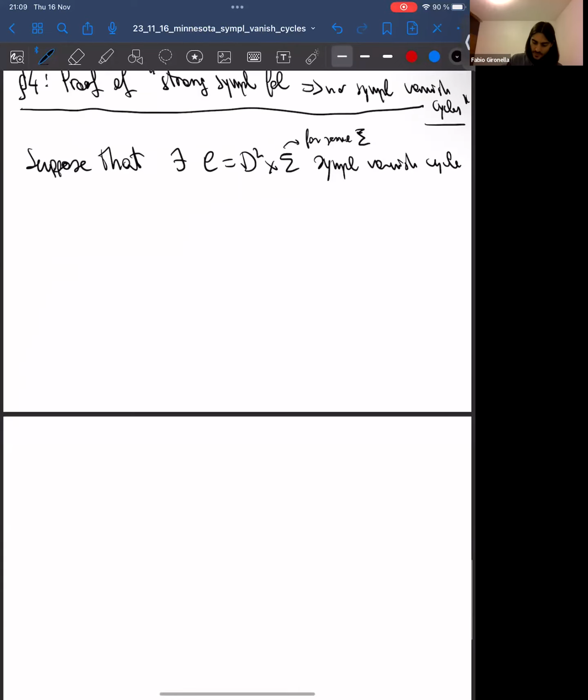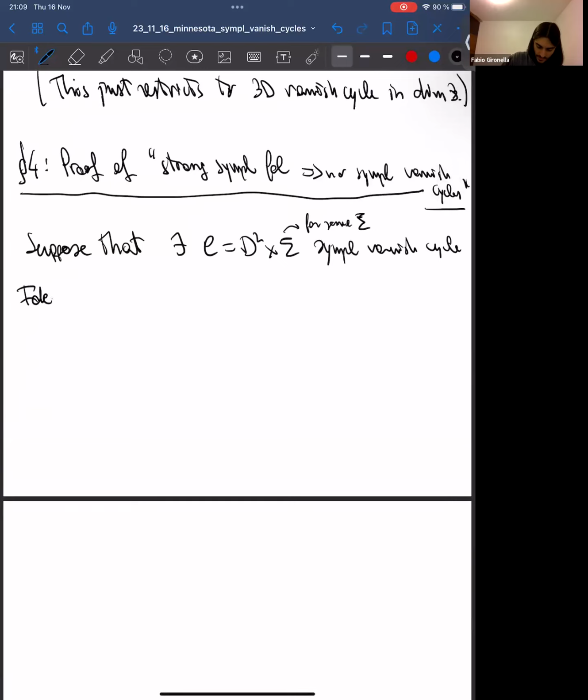So what's the idea of the proof? The idea is as follows. Maybe it's better to do a sketch first. We want to study certain moduli spaces of pseudo-holomorphic curves. So what we do is we pick a very well chosen leafwise almost complex structure J. This means the following.